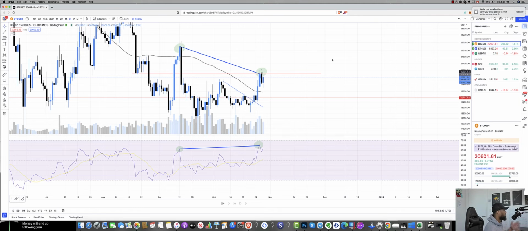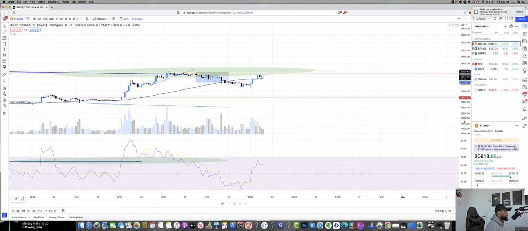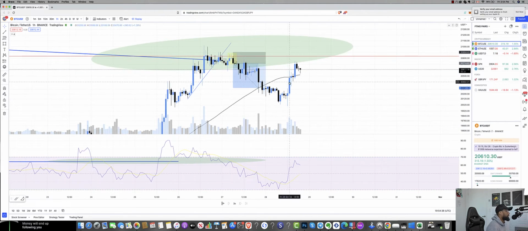Alright guys, so right now we're looking at the Bitcoin chart. We're on the daily time frame and doing a little top-down analysis. The trade I took, if we zoom in, was a short. I took this short yesterday. We're just going to go through it and break it down for you, alright?